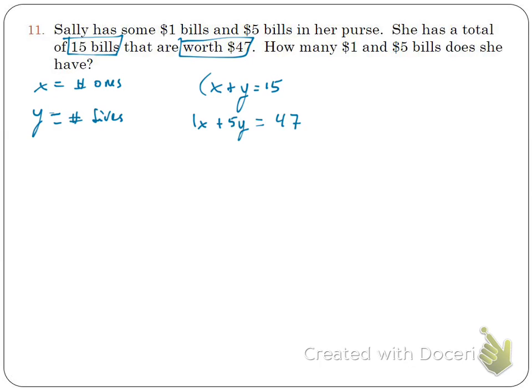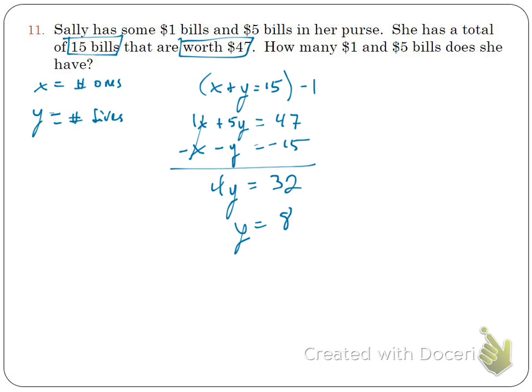I'm going to multiply the top equation by -1. These already have common coefficients, the 1 and the 1, but I've got to make one of them negative. So I chose to make the top equation have a -1 coefficient, so we get negative x minus y equals -15. And then when we add the two equations, those x's are going to add out to 0. We get 4y equals 32. Divide both sides by 4, and we get 8.